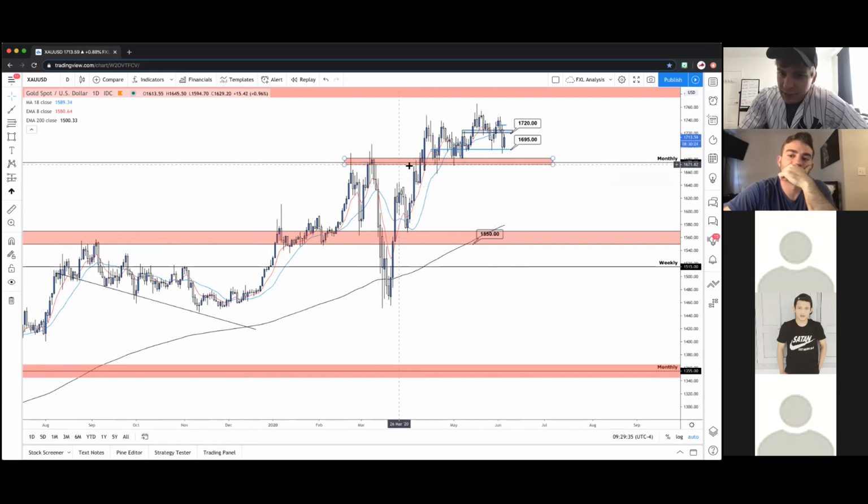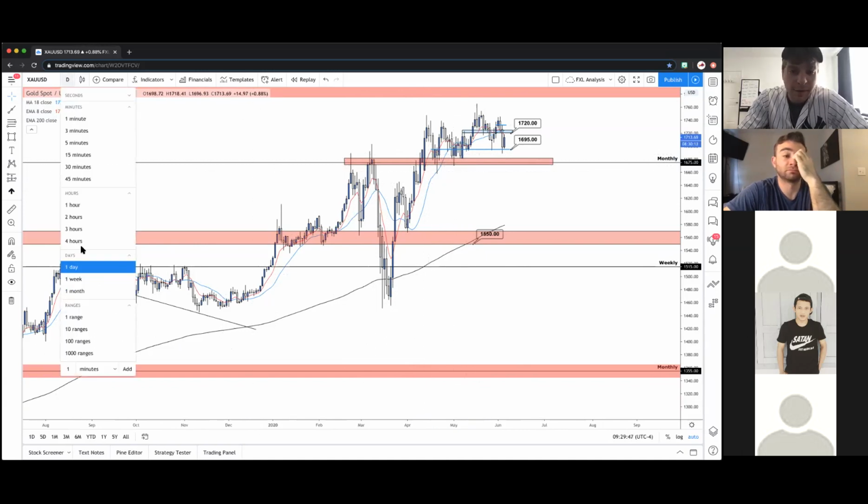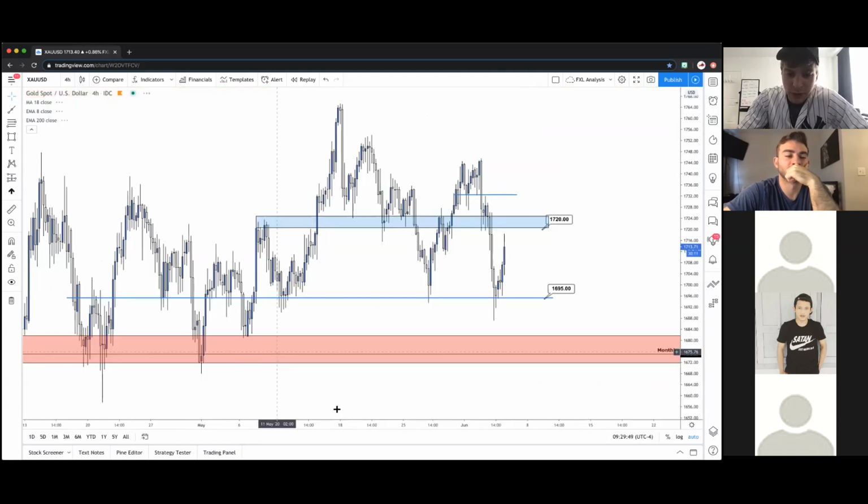It was such a key level of resistance for so long. And then it had massive rejection. Absolutely massive rejection off this level. And then it finally broke, and then it turned into support. And then it's been holding so well. So let's go ahead and zoom in on the 4 hour and I'll show you guys.